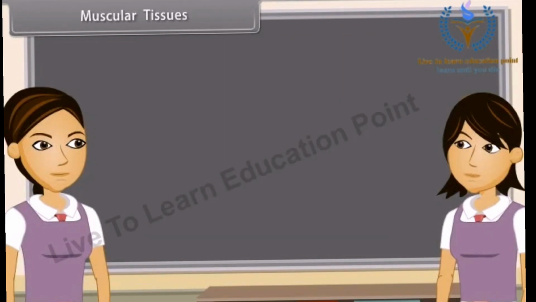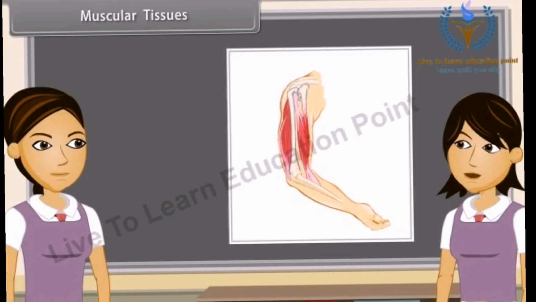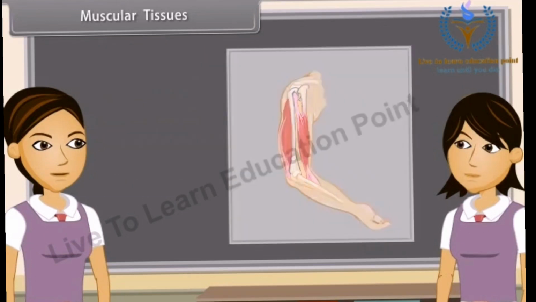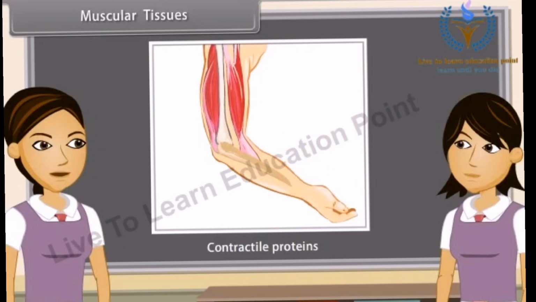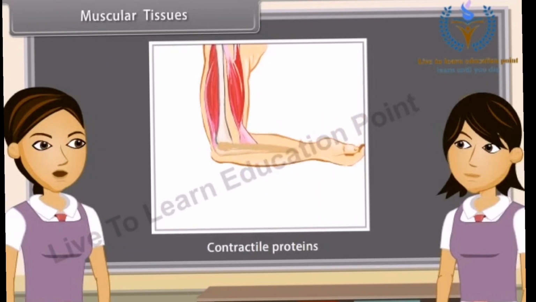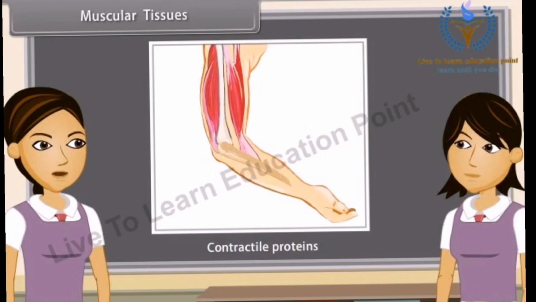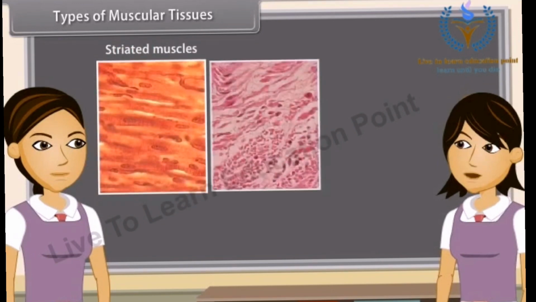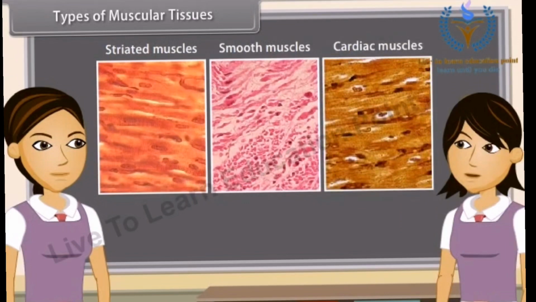Muscular tissues. Muscular tissue consists of elongated cells, also called muscle fibers. Muscle contains special proteins called contractile proteins. When these proteins contract and relax, then movement is caused. Types of muscular tissues. Ankita, on the basis of location, structure and function, muscle fibers are of three types: striated muscles, smooth muscles, and cardiac muscles.